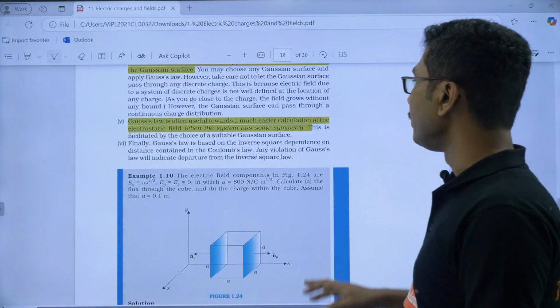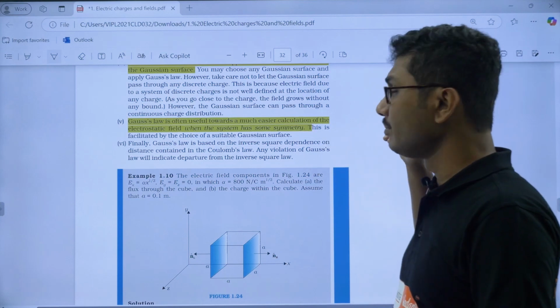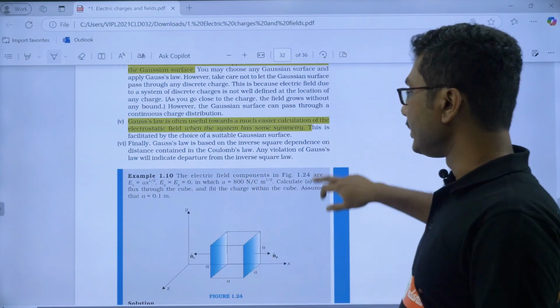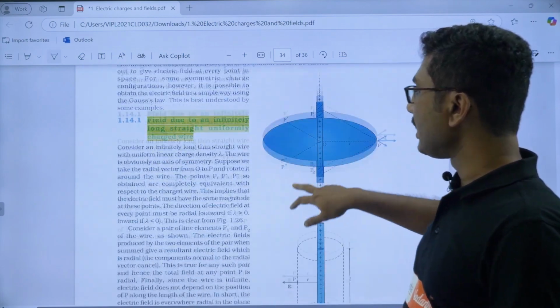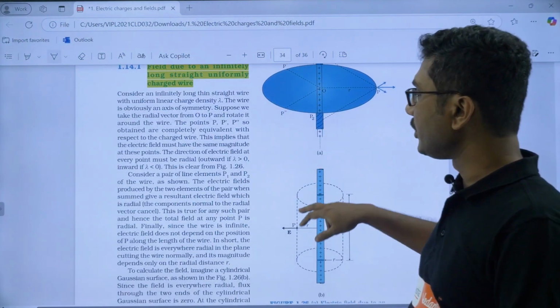Gauss's law is often useful towards a much easier calculation of the electrostatic field when the system has some symmetry. So, Gauss's law is practically more viable when this is a symmetrical surface. We have 3 applications of Gauss's law. Out of that, 2 are important, and the formula you need to remember.